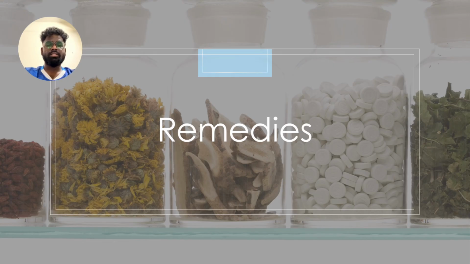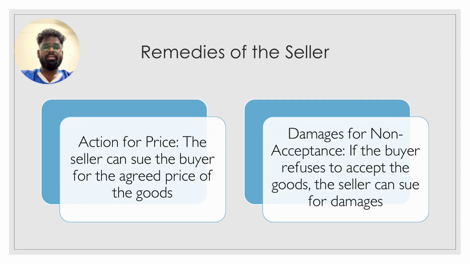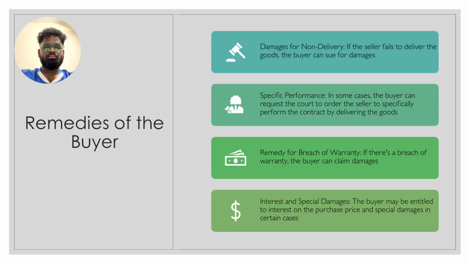Remedies. This is the final section, covering the legal remedies available to both sellers and buyers when a contract is broken. Remedies of the seller: if the buyer breaches the contract, the seller can take them to court for an action for the price, suing the buyer for the agreed price of the goods. Damages for non-acceptance: suing for financial compensation if the buyer wrongly refuses to accept the goods.